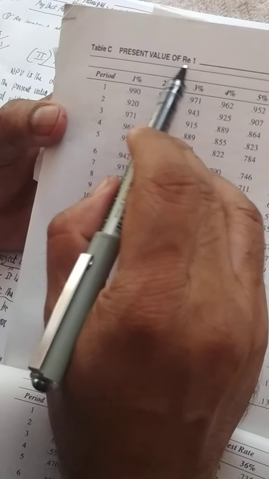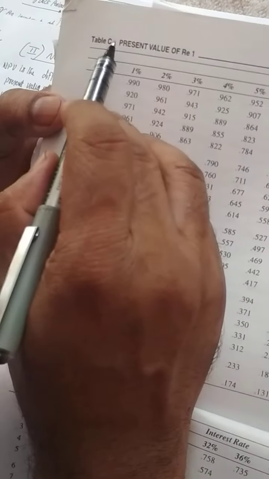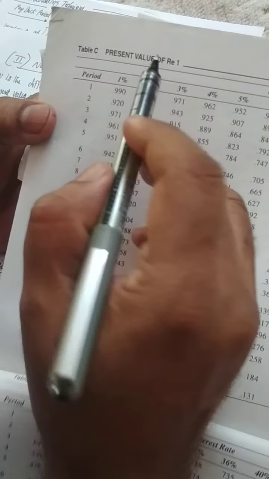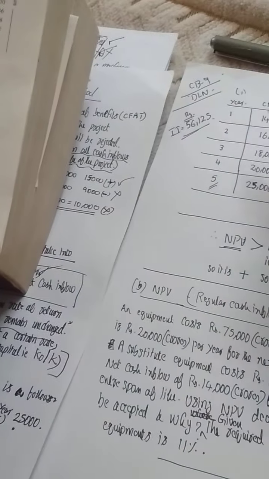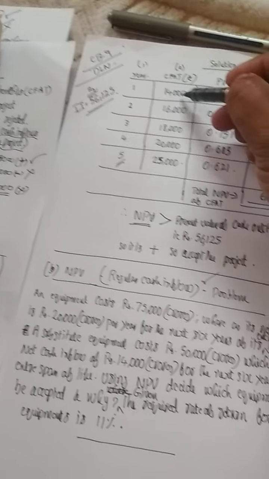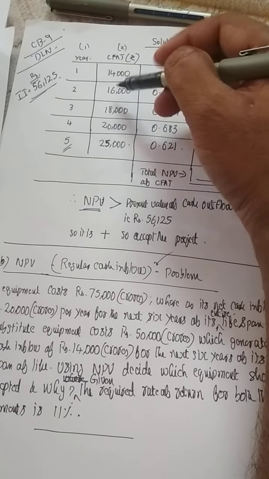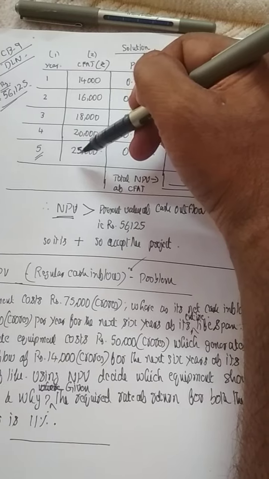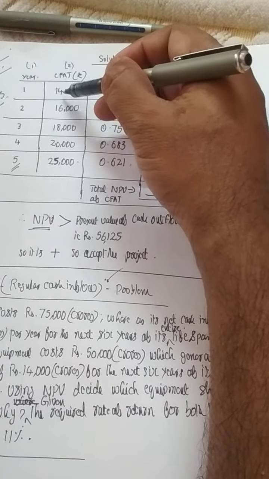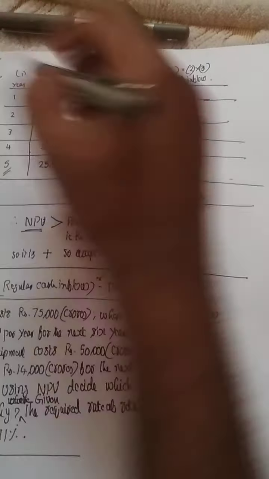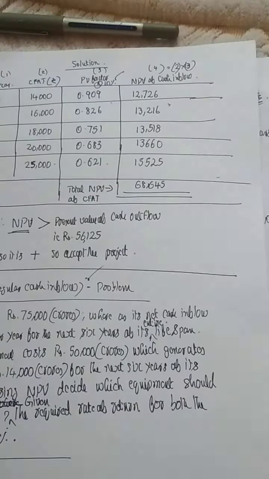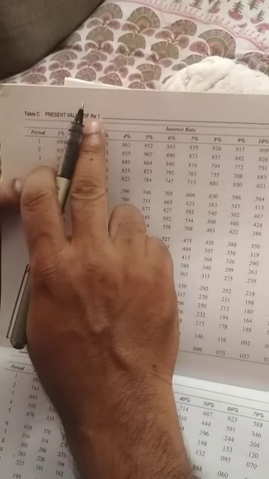So look into the table clearly. 10%, we will find out from table C, present value rupee 1. Why are we using the present value rupee 1 table? Because we are having irregular cash inflows. That is, the cash inflows are not regular. Regular means every year we get 14,000 or the same amount. Here it is irregular. That is why we are using the present value rupee 1 table. If the cash inflows are irregular, we have to use the present value rupee 1 table.